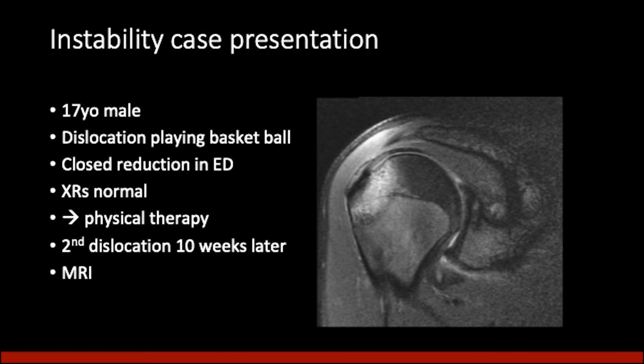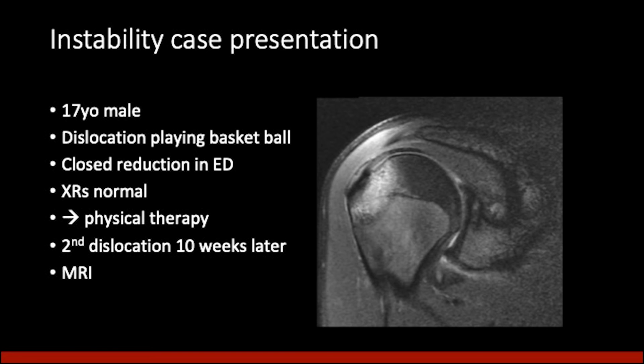So this was a case of a 17-year-old male. He dislocated playing basketball. He was going up for a rebound, got hit hard, dislocated. Closed reduction in the emergency room after about 2 hours. X-rays were normal. He actually was already gaining cautious, good motion even a couple of days after the dislocation. He would gently bring his arms up overhead in the office. It seemed like a very reasonable option for non-operative treatment.